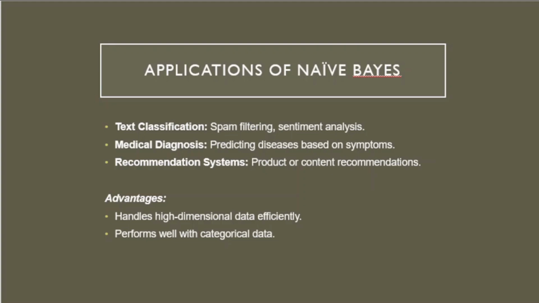Finally, let's talk about where naive Bayes is used in the real world. Spam filtering. Email services use naive Bayes to classify emails as spam or non-spam. Sentiment analysis. It's used to classify reviews or tweets as positive, negative, or neutral. Medical diagnosis. It helps predict the likelihood of diseases based on symptoms. Text classification. It is widely used in news categorization and topic modeling.